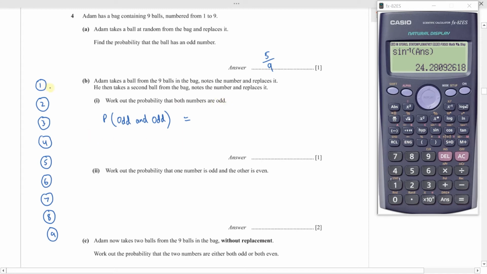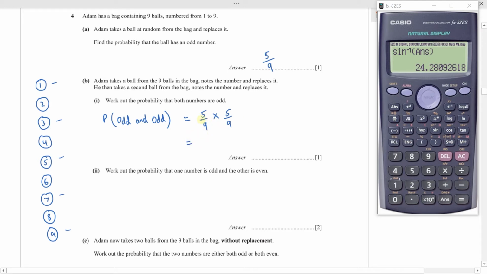So what is the probability when he picks the first one? It is odd. There are 5 numbers that are odd: 1, 3, 5, 7, 9. So picking the first one odd is 5 over 9, and then "and" means you will multiply. You put the ball back into the bag, and then you're picking it again. So again you have the same probability of picking the odd number the second time: 1, 2, 3, 4, 5. So each time the probability of picking an odd number is the same.